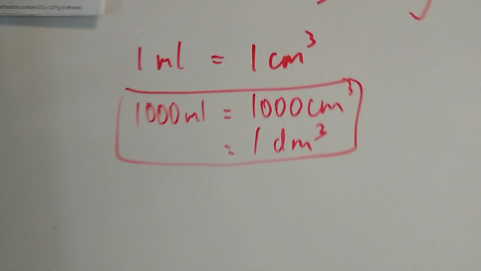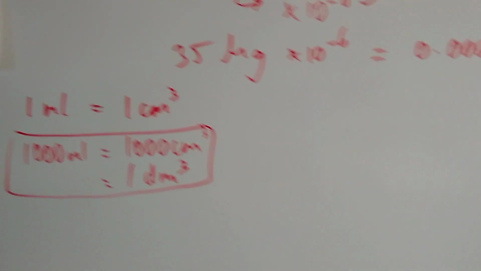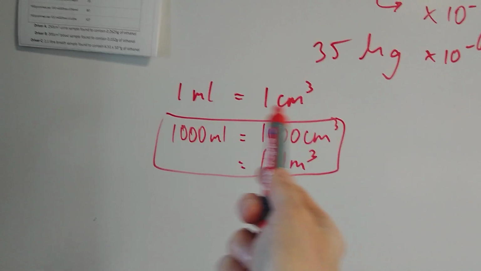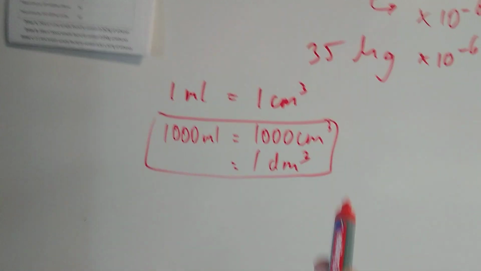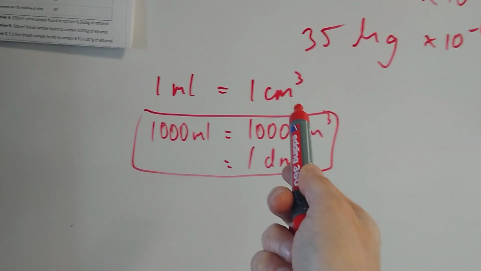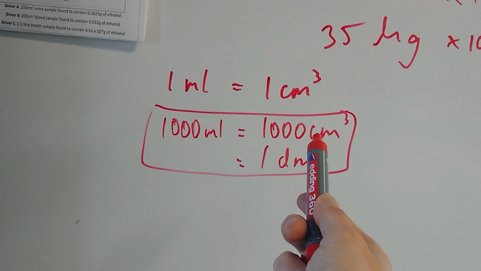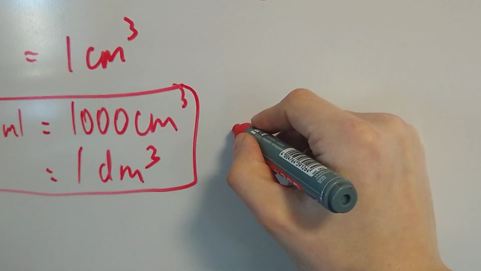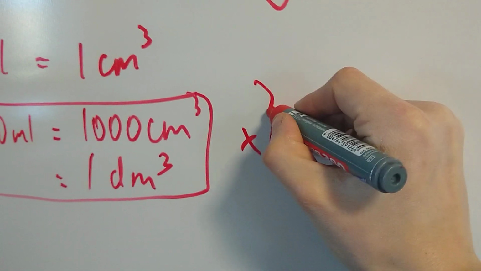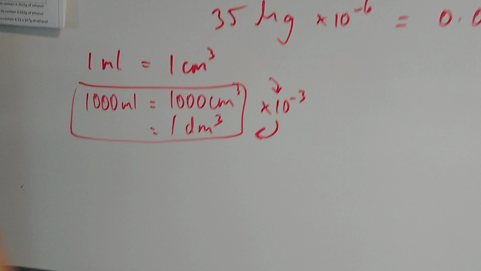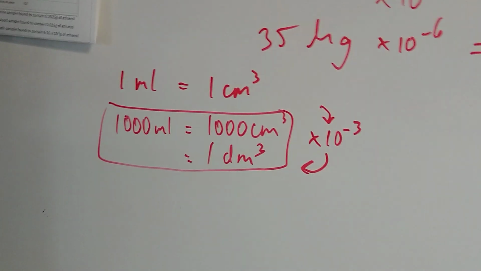So we need to go from milliliters into decimeters cubed. Clearly if we're going from a milliliter into decimeters, how are we going to do it? So 1 decimeter cubed is the same as 1,000 centimeters cubed. So from centimeters cubed to decimeters cubed, 1,000 to 1, we need to divide by 1,000. So if we're going this way, then it is dividing by 1,000, or we can write that as times by 10 to the minus 3. And that's our conversion from centimeters cubed, which is the same as milliliters, remember, into decimeters cubed.